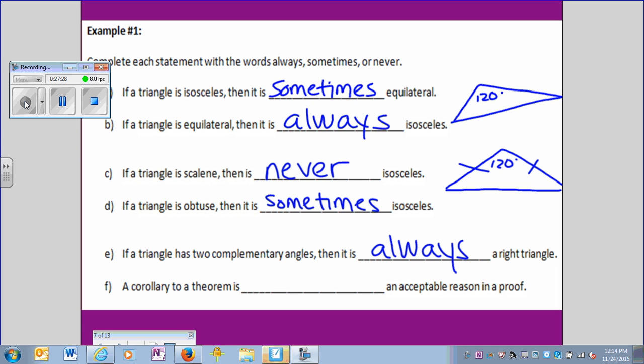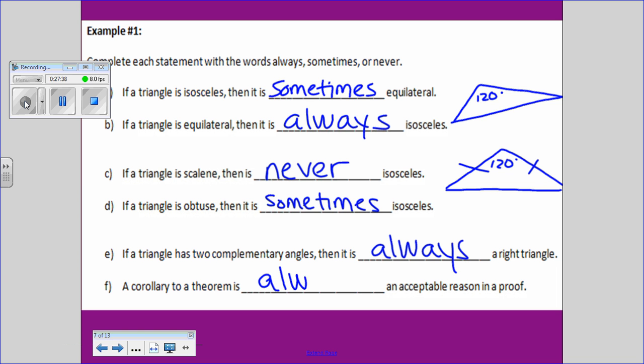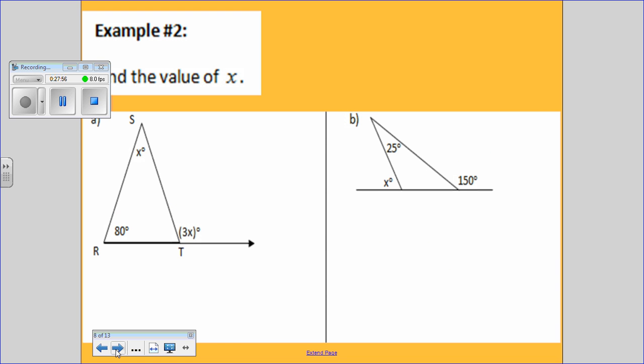Are we going to be allowed to use these corollaries when we're doing our proofs? Yes, always. You may use your corollaries in your proofs. So now, when we're doing our proofs, we have definitions, postulates, properties, theorems, and corollaries. You can use all of them. Alright, so let's do some problems.